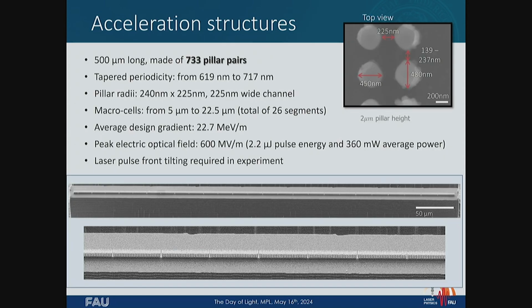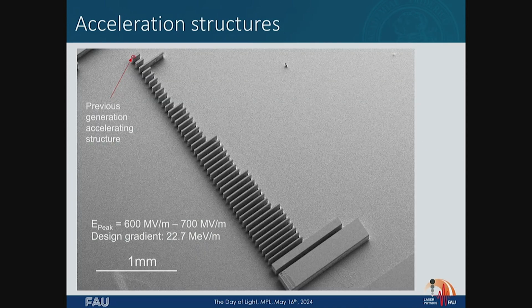Here's how these long structures look like. You see these trenches, big trench, small trench, big trench, small trench, and so on. We have up to 0.5 millimeter long structures. These are now 733 pillar pairs. The position of each and every one has to fit to less than 10 nanometers, of course. But we can discuss the details later.